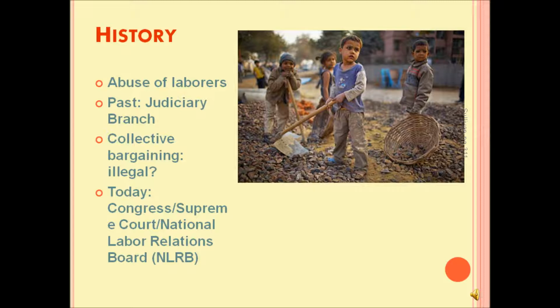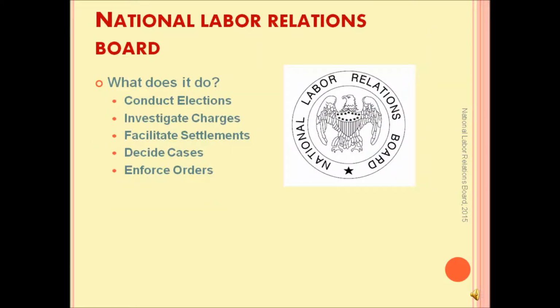In the past, labor disputes were settled by the judiciary branch of government. The courts often ruled collective bargaining to be illegal. Today, labor relations are guided through Congress, which passes labor laws, the U.S. Supreme Court, which offers rulings and decisions, and the National Labor Relations Board, or the NLRB.